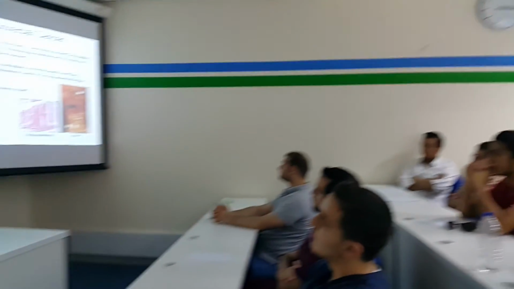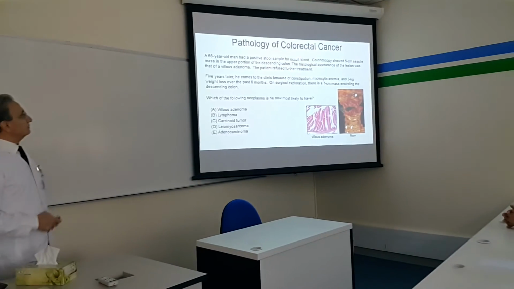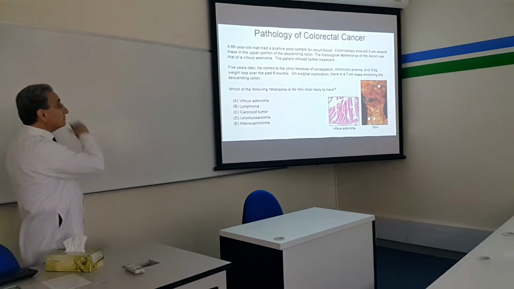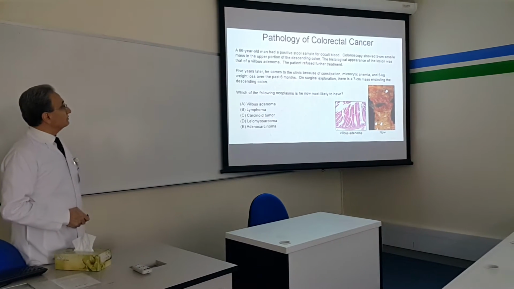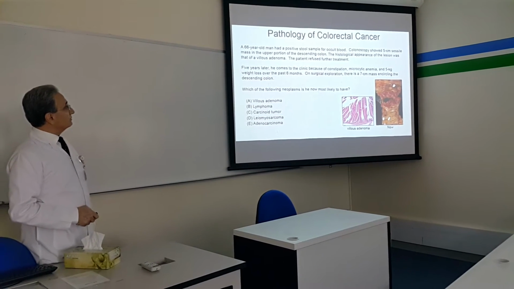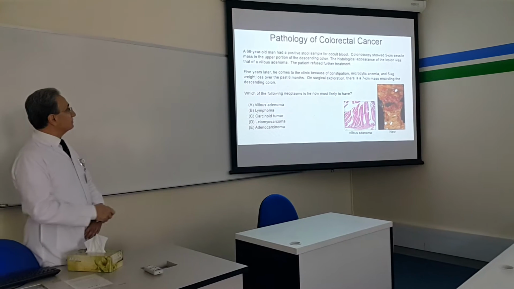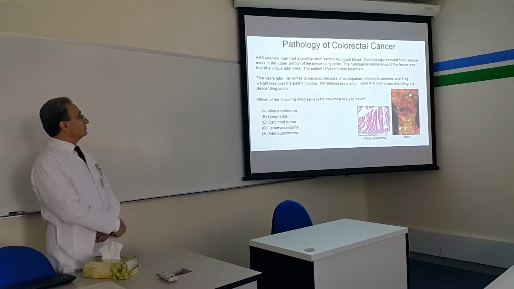Please go ahead, Abdullah. A 66-year-old man had a positive stool sample for occult blood. Colonoscopy showed a 5 centimeter sessile mass in the upper portion of the descending colon. The histologic appearance of the lesion was that of a villous adenoma. The patient refuses further treatment.